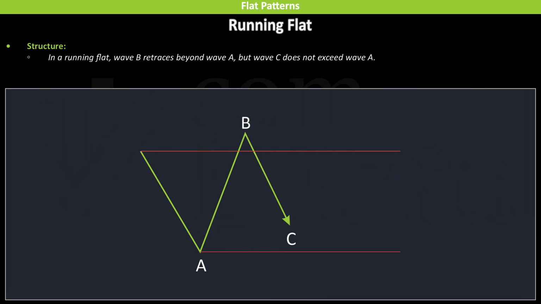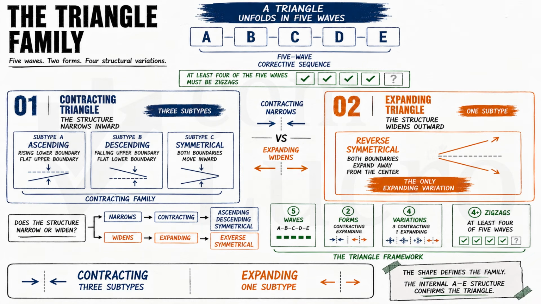In a running flat, wave B still runs beyond wave A, but wave C falls short of it. The third corrective type is the triangle, and it comes in 2 forms: contracting and expanding. Contracting triangles have 3 subtypes: ascending, descending, and symmetrical. Expanding triangles have only 1, usually called the reverse symmetrical. A triangle unfolds in 5 waves, labeled A through E, with at least 4 of the 5 built as zigzags.